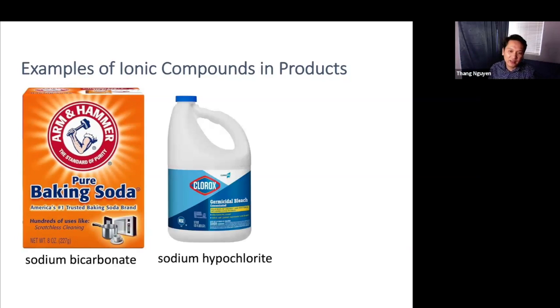All right, and another cleaning agent is bleach. And if you zoom into the ingredient list here, you will see that the main ingredient is sodium hypochlorite. So both of these ingredients, the cation is what? Sodium. And this one, the anion is bicarbonate. And this one, the anion is hypochlorite.